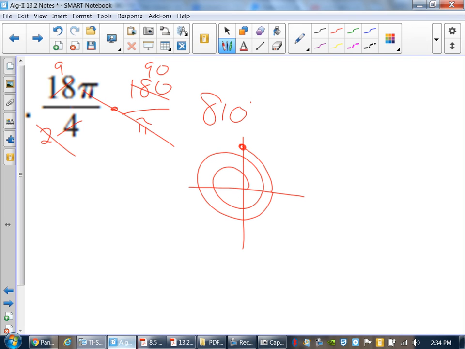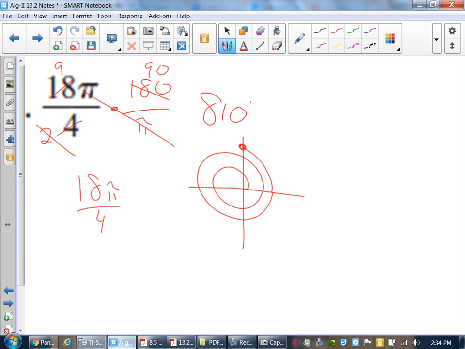Now, let me show you this. How do I draw that? How do I draw that in radians? Remember how I mentioned that mixed numbers are stupid? There's very few occasions that mixed numbers make any sense at all. This is one of them.